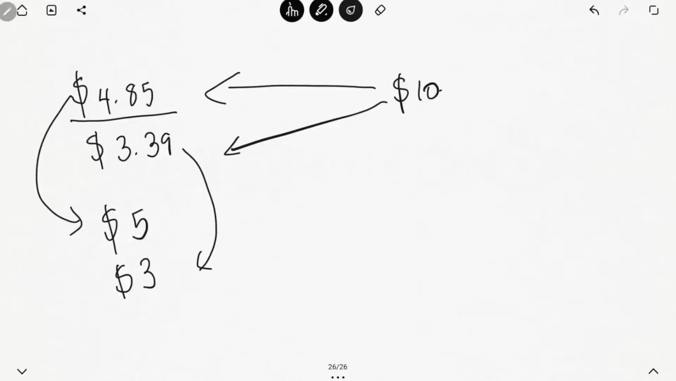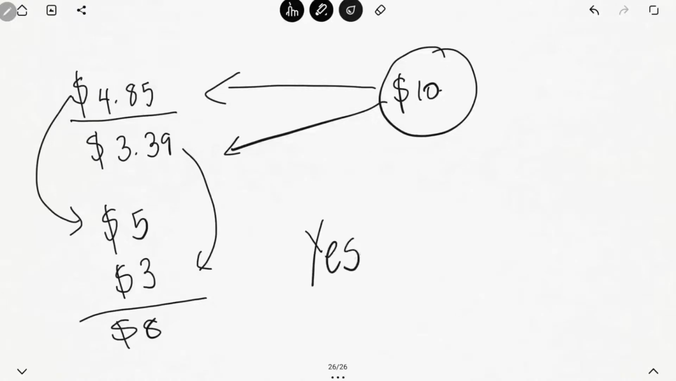So the two objects that I want to buy would cost me about $8, approximately. It's an estimate, it's not an exact value. Well, I have $10. So do I have enough money? Yes, I do.